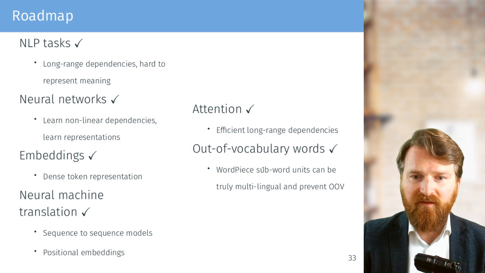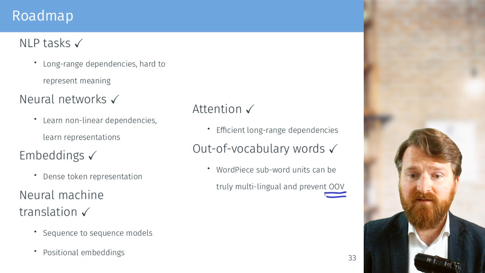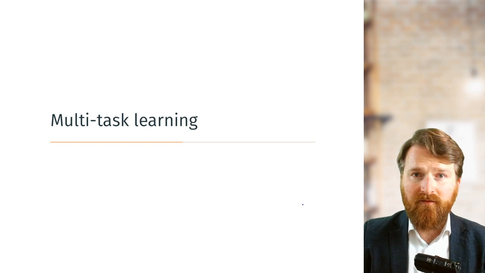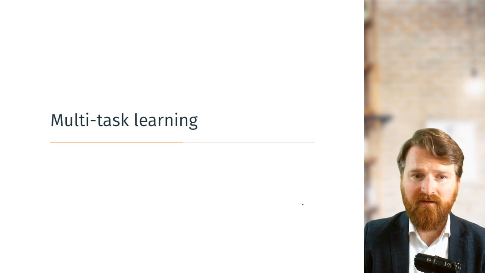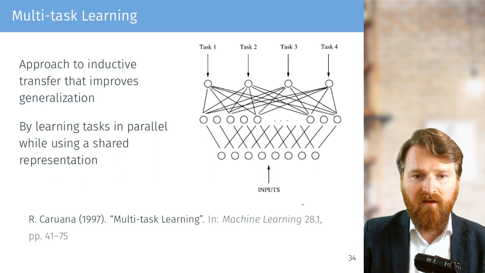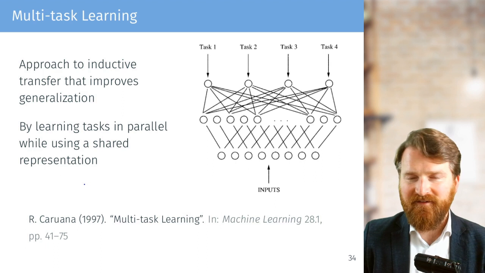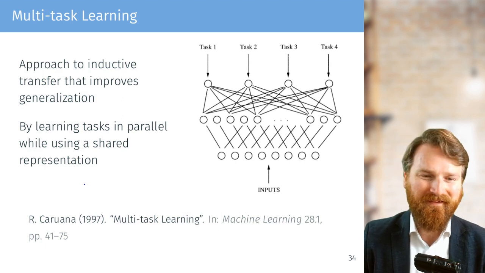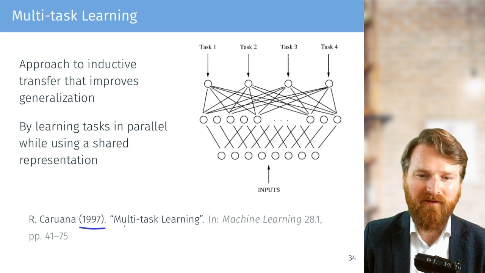So I believe now you understand how these word piece units can solve the problem of out of vocabulary words and how they are truly multilingual. The next part deals with something which we haven't talked about yet, but it's a very important concept in deep learning in general, and this is multitask learning. It's quite an old concept; many things in deep learning are quite old, but this one plays an important role nowadays, and it dates back to the 90s. This is one of the papers.